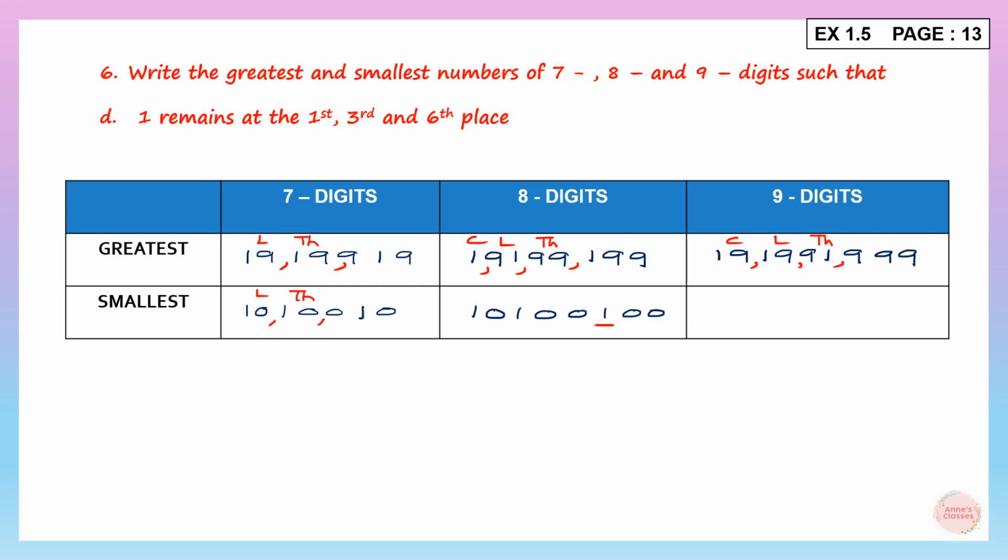Now let's put commas. Ones, tens, hundreds, thousands, 10,000s, lakh, 10 lakh, crores. The crore, lakh and thousands. Now let's read the number. 1 crore, 1 lakh, 100.